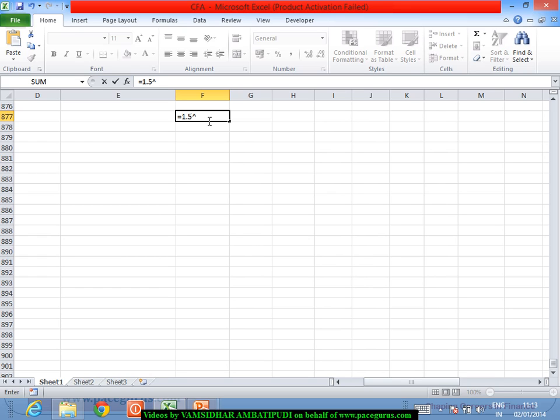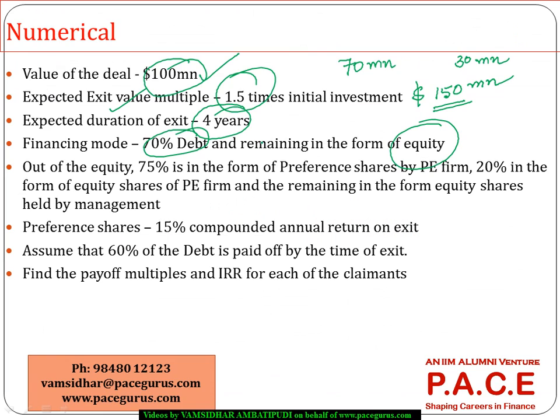So they are expecting the growth of the company to be around 10.66% every year, which is not a very extraordinary kind of assumption. Within 4 years they want to exit, and they are expecting that with this kind of operations they can sell off this company at 1.5 times their initial investment, which is at the rate of 10.66% return every year.